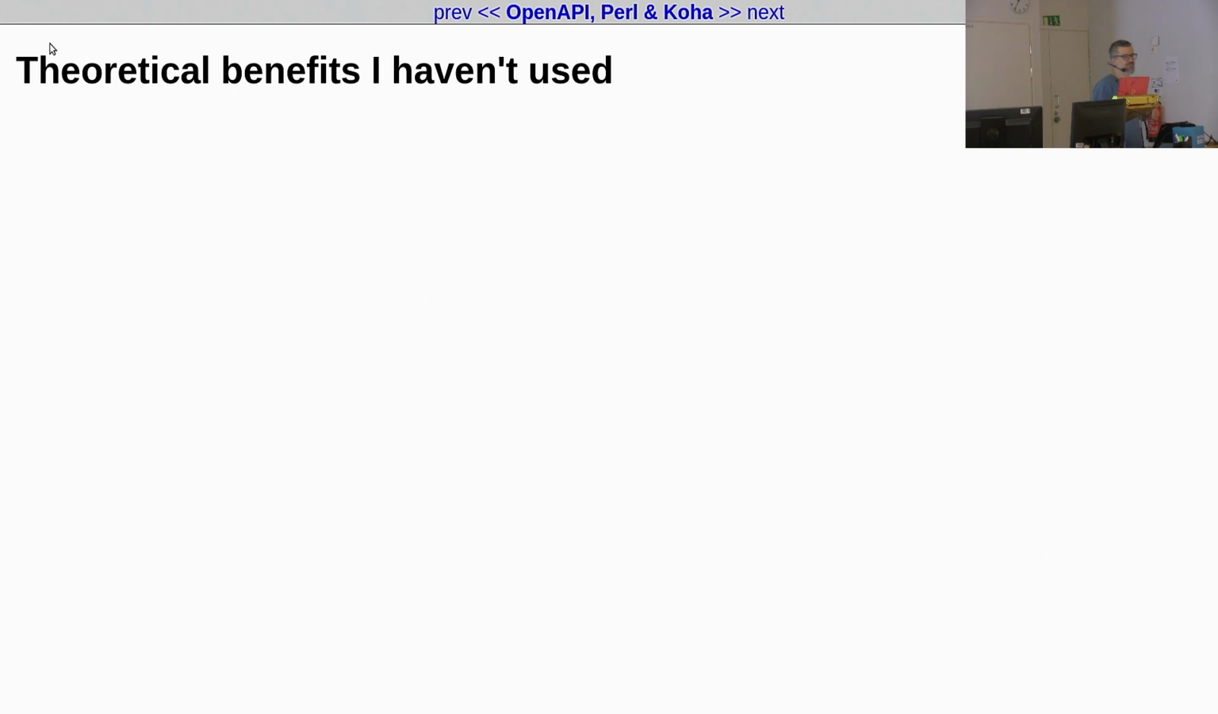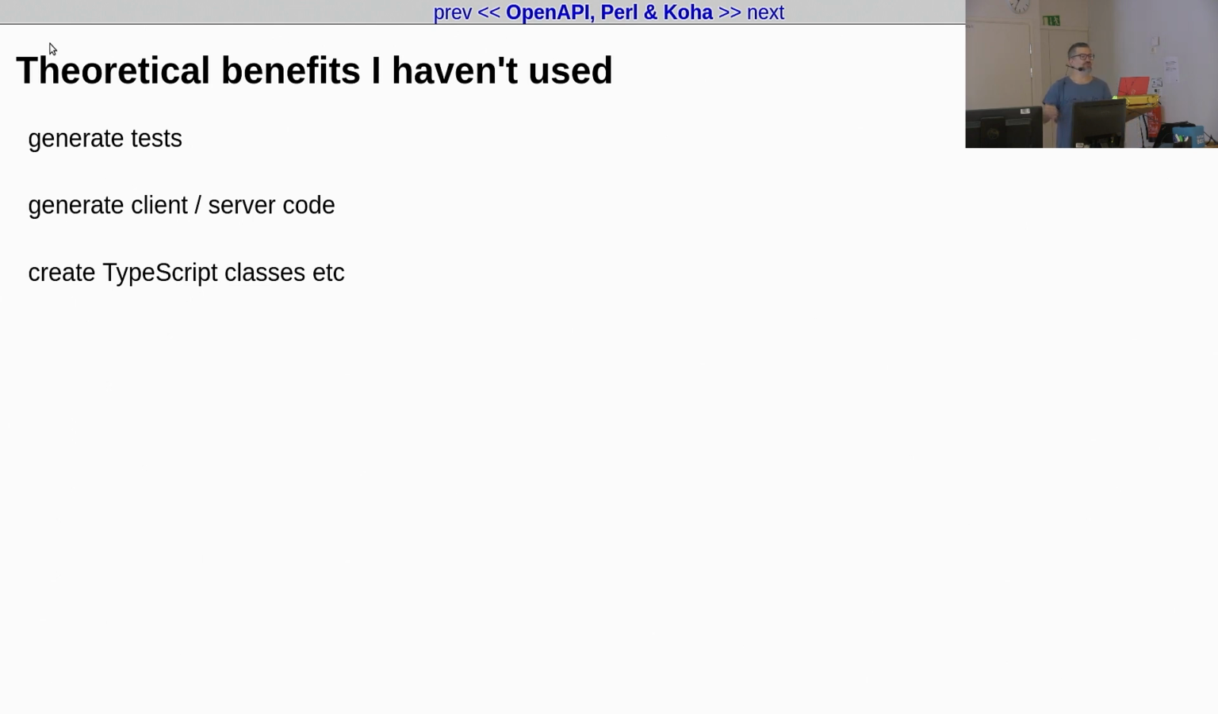There are a lot of theoretical benefits to OpenAPI which I have never used yet. For example, to generate tests. When you have the specification, you can just use it because it's machine readable code to generate your test cases. You can generate client or server code or both. So if you get an OpenAPI specification from somebody else, there are tools in Perl or in any other language which you can use to just generate a client for it. And then you don't have to do all of the boring stuff. Same for the server side. You could create, for example, TypeScript classes automatically and then use them in your JavaScript code, and a lot of possibilities which I have never used yet. But I guess people use them.